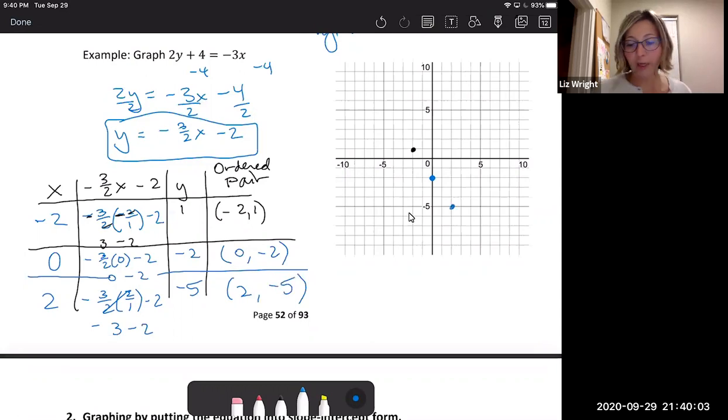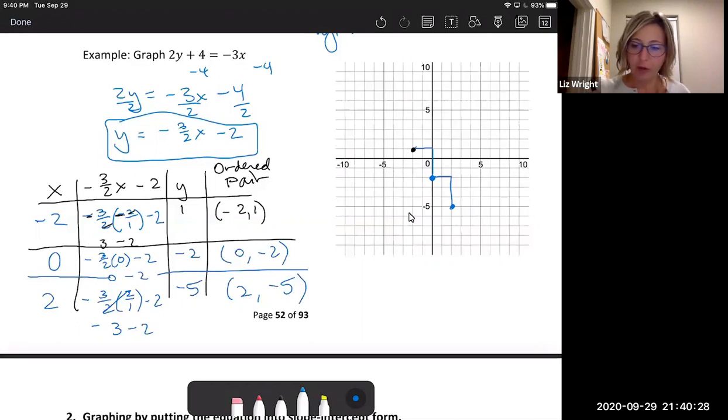And at this point, what I would do is check your points and make sure that the slope is the same between all of the ordered pairs. So like on this one, I'm going to go up 3, left 2, excuse me, and I'm going to do it again, up 3, left 2. So that just tells me that there's some consistency there, and I probably did that right.